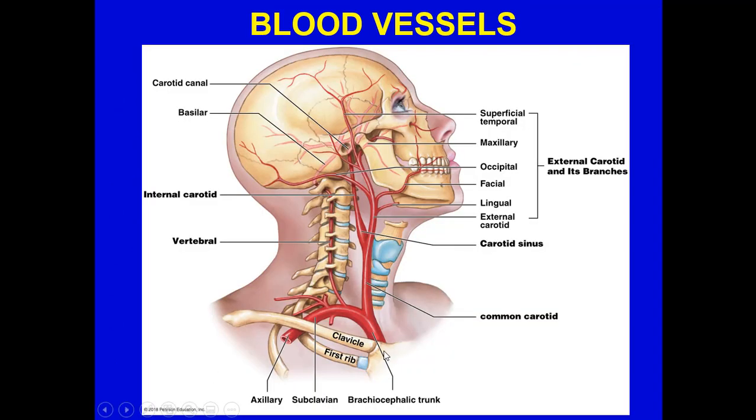Here you see this. The common carotid then branches off. You have also the carotid sinus, which is part of the internal carotid. You have the external carotid here, which will branch into lingual, facial, occipital, maxillary, and the superficial temporal. Okay? Notice that you have a branch off of here, the vertebral, following up along the vertebrae. And you have, of course, the axillary, the subclavian, and the brachiocephalic here.